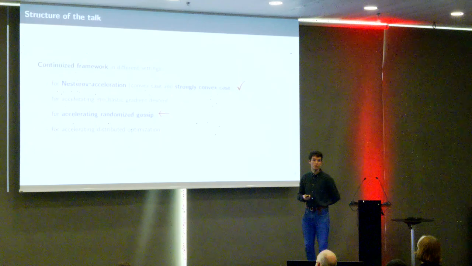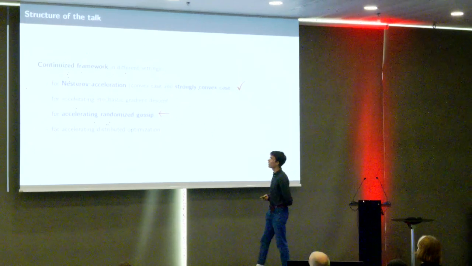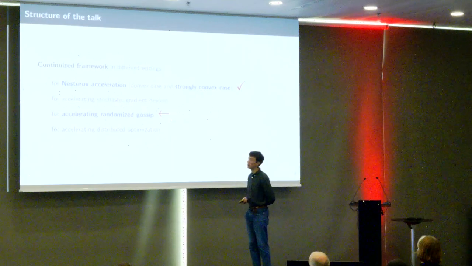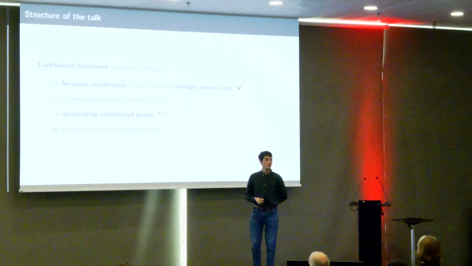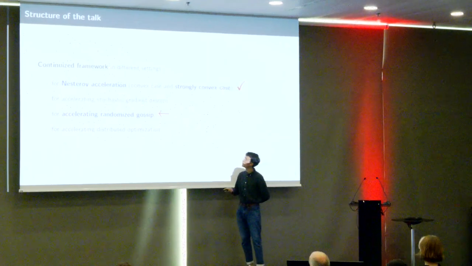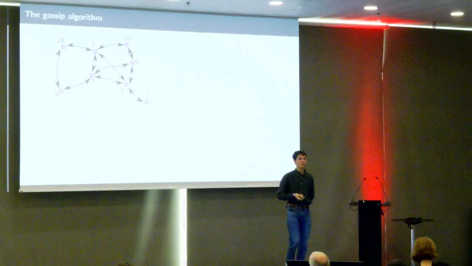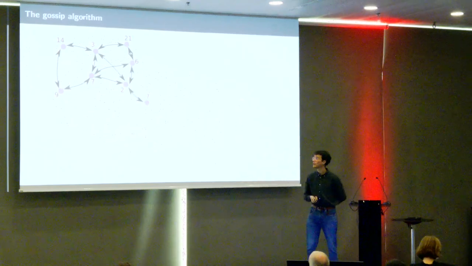So this finishes my first part on Nesterov acceleration. First example. And now I want to give a totally different example about randomized gossip. Okay? And this is going to be quite a different story. And so I'm going to start the story of gossip algorithms from scratch. So even if you don't know anything about gossip algorithms, it will be fine.